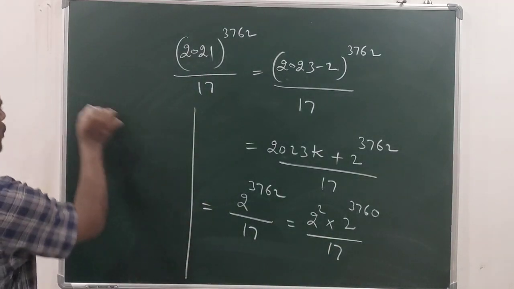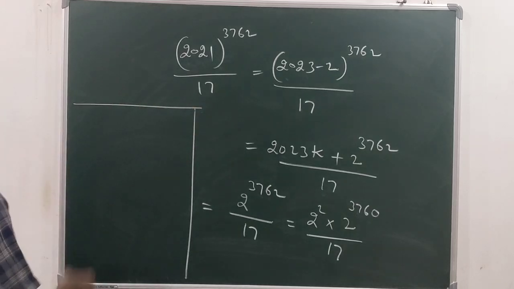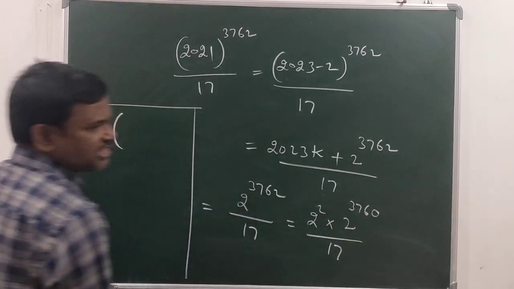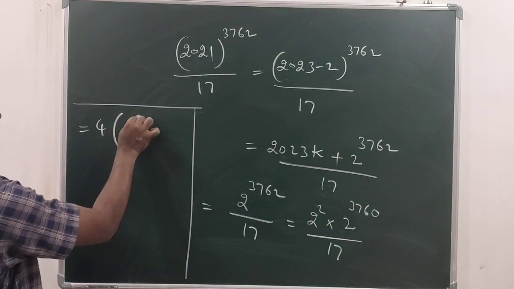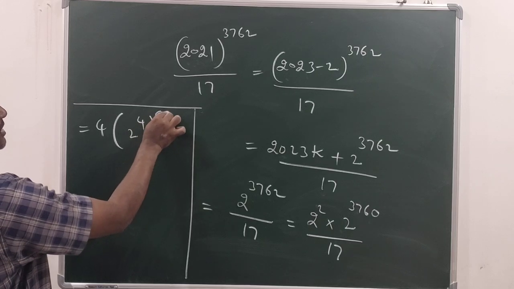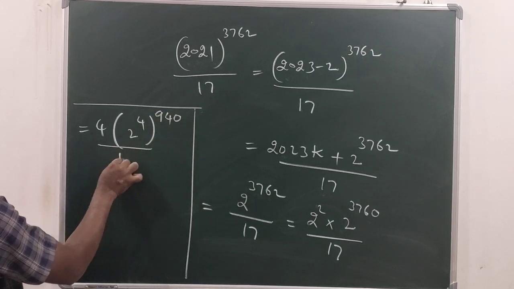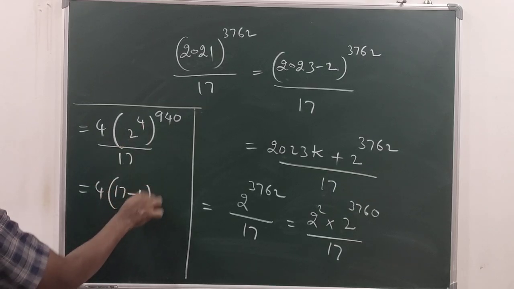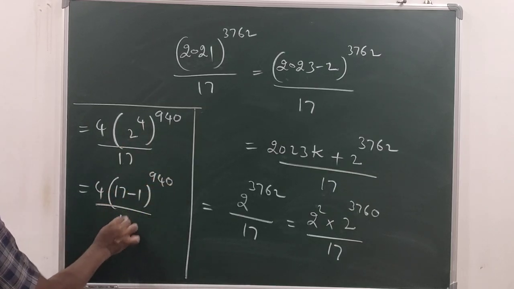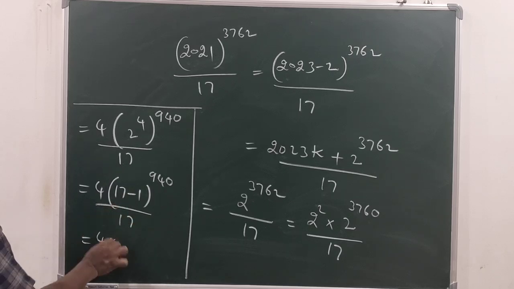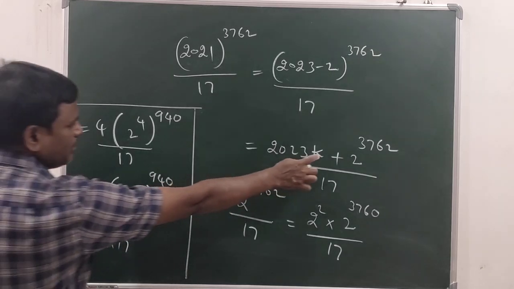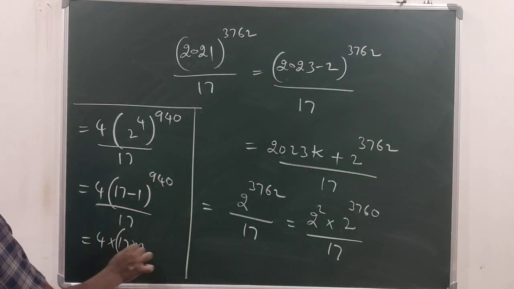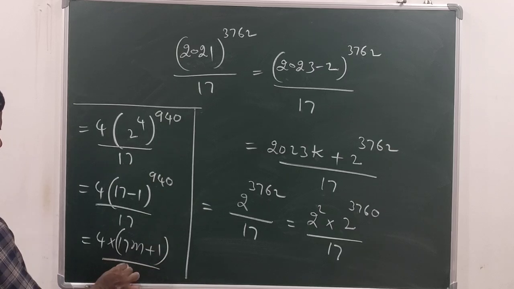So in the next step, observe how I am going to simplify this. 2 square becomes 4, and this 2 power 3760 I would like to write as 2 power 4 whole power 940, by 17. 4 9s are 36, 4 4s are 16, 940 by 17. So 2 power 16, I can write as 17 minus 1 whole power 940 by 17. Now here 4 into 17. Here we already used the letter K, so here you can write M. Here minus 1 with an even power becomes positive. So 1 you will get by 17.